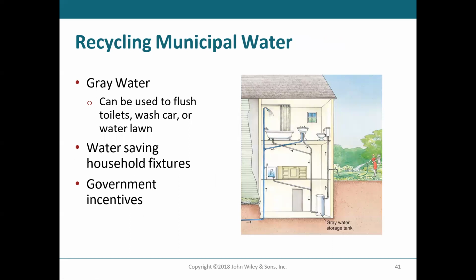Recycling municipal water. I don't know if you guys have ever heard about gray water, but it's basically water that's already been used in sinks, showers, washing machines, and dishwashers, and then it is filtered to be reused, and there is a gray water storage. So if you look at the picture, you use it in the shower, you use it in the sink, and all that water goes down to the gray water storage tank, which then goes back up into the toilet.